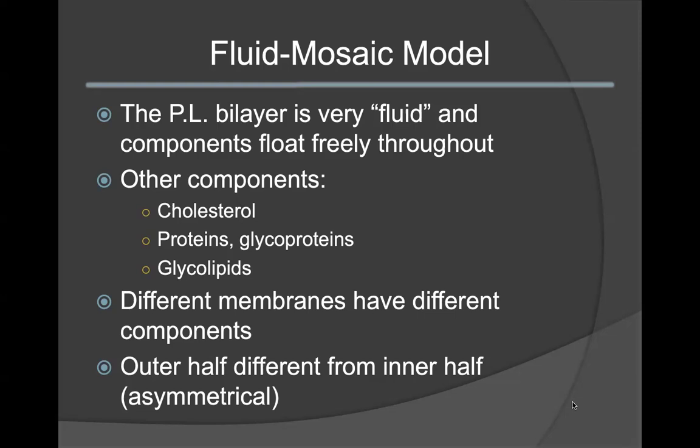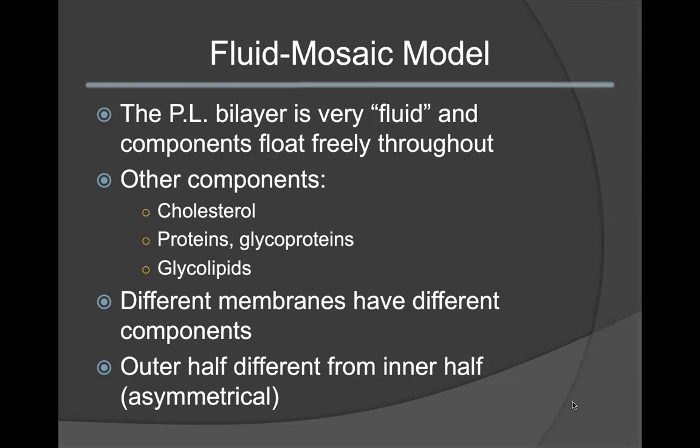When we say that it is fluid, we refer to the ability for substances or structures to move throughout the membrane. When we refer to it as being mosaic, this means that different parts of the membrane are going to have different components, such that one portion of the membrane is not going to be like any other portion. If we were to also take a look at the outer versus inner half of the membrane, they are also going to be different from each other.